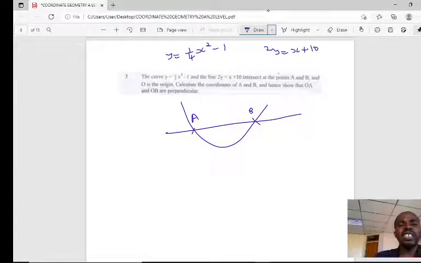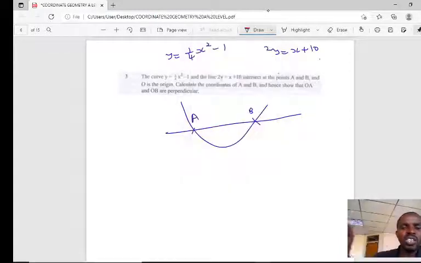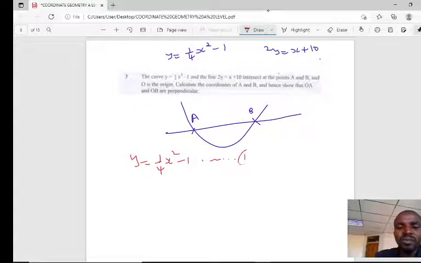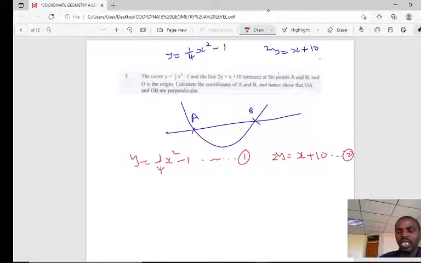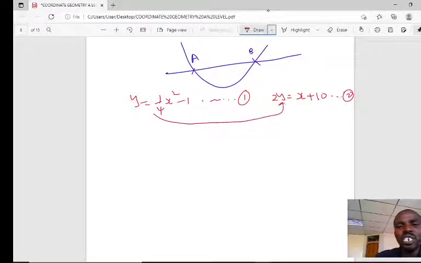So you call the equation of the curve 1, equation of the line 2. Then you solve them as simultaneous equations. So it's y is equals to 1 quarter x squared minus 1. That's the case. This one is equation 1. Then we have 2y is equals to x plus 10. This one will be our equation 2 of the line. Then you solve them as simultaneous equations. Use substitution. Y is already made subject here. You just substitute in equation 2.